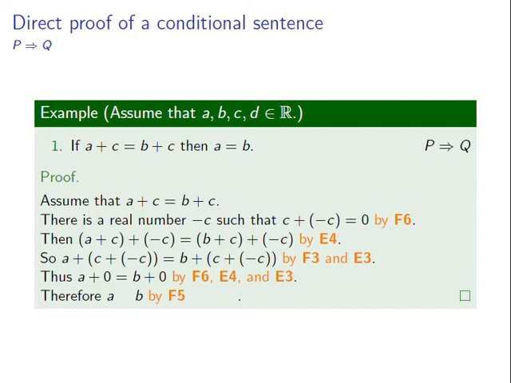By the existence of additive identity element, which is axiom F5, we have A plus 0 equals A, and B plus 0 equals B. By the transitive property of equality applied twice, we get A equals B. This ends the proof.